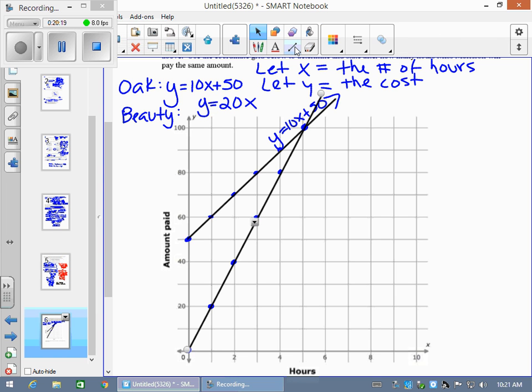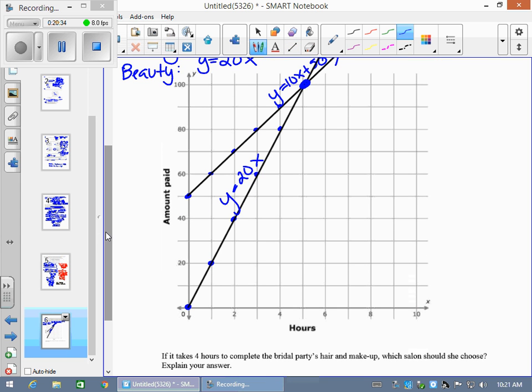So it tells me here to determine and state after how many hours Ms. Morrison will pay the same amount. So that's based off my intersection point, and we're talking about the amount of hours. If I look down on my x-axis, that's where they're intersecting. So I have to determine and state that, either writing out 5 hours or labeling my intersection point (5, 100).